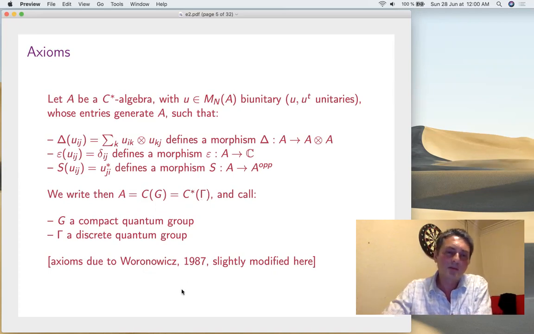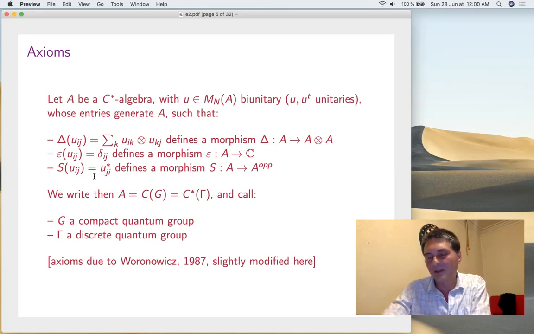Just one more comment. Woronowicz did all this, but he was using more general axioms. More precisely, the antipode, you see here, is an involution. What you're doing on the coordinates, you flip the indices and put a star. So if you do it twice, the indices get flipped twice and the star appears twice. So S squared is the identity in this setting.